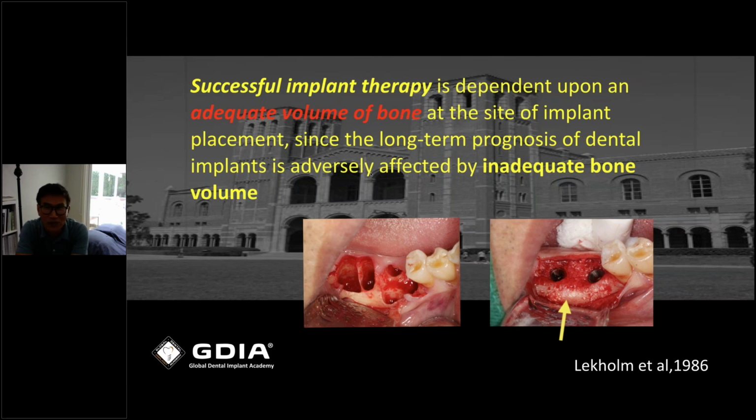Successful implant therapies depend on adequate volume of bone. I don't have the pointer working, but you can see in the picture down there is obviously a lack of bone. On the right side, there is regenerated bone, which comes from the grafting material. For long-term success, we need good bone volume. Adequate bone also gives a good environment for patient maintenance. So bone is very important. Guided bone regeneration is obviously about the volume of the bone.